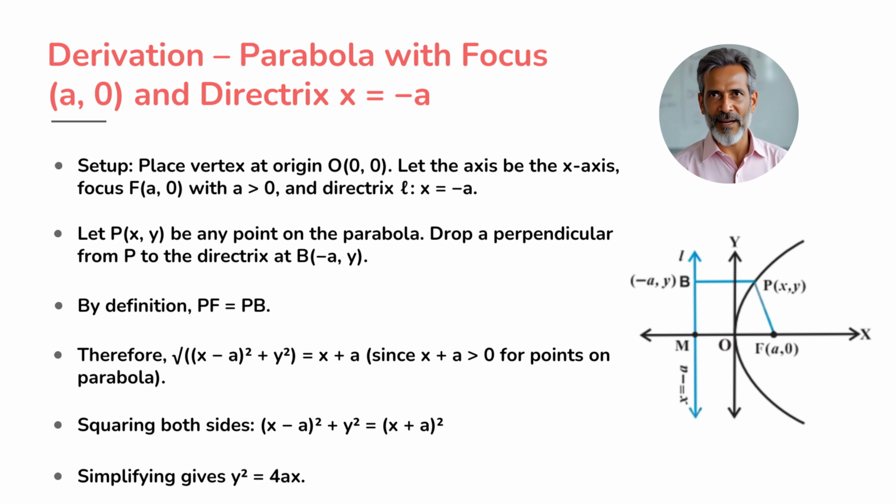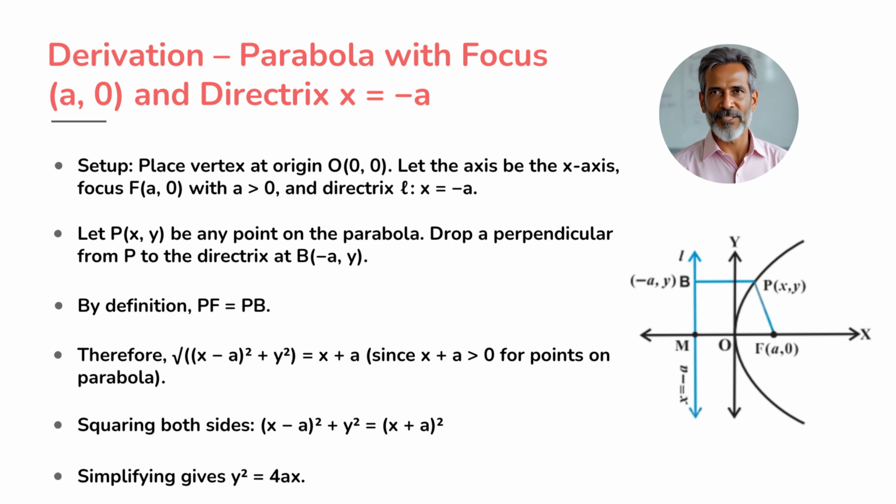That gives us (x minus a) squared plus y squared equals (x plus a) squared. Let's expand both sides. On the left, x squared minus 2ax plus a squared plus y squared. On the right, x squared plus 2ax plus a squared. Now simplify. Cancel x squared and a squared from both sides. We are left with y squared equals 4ax. And there you have it. The simplest, cleanest, most elegant equation of a parabola with its vertex at the origin and opening to the right.